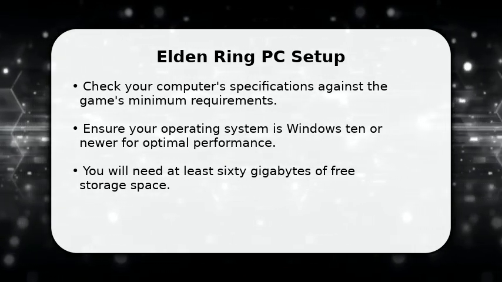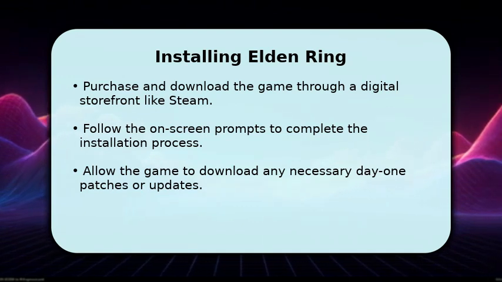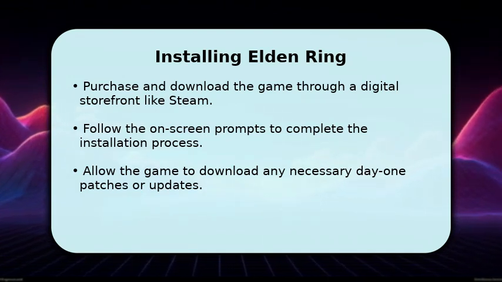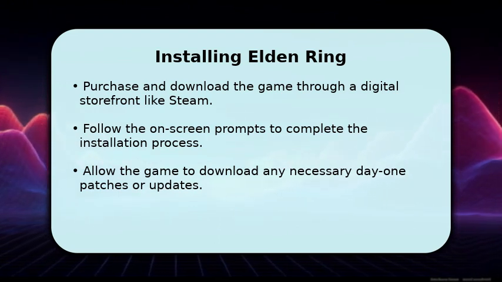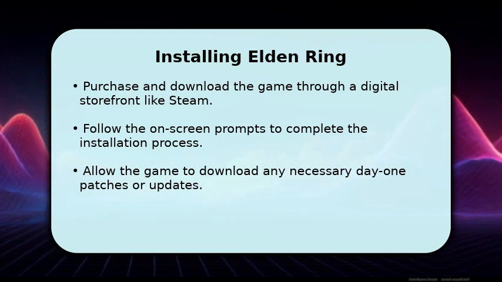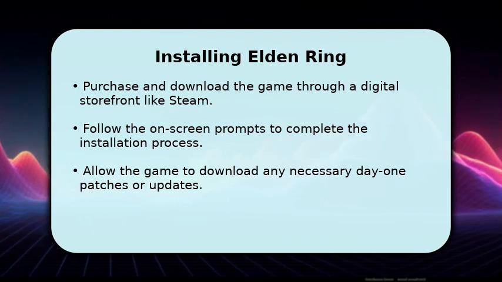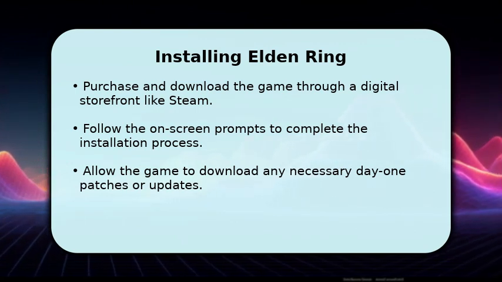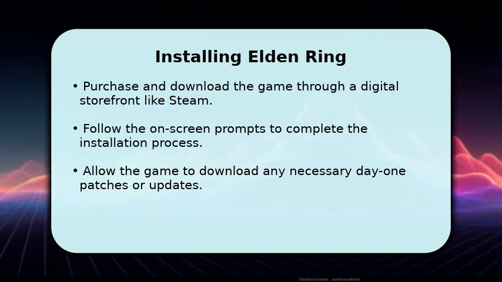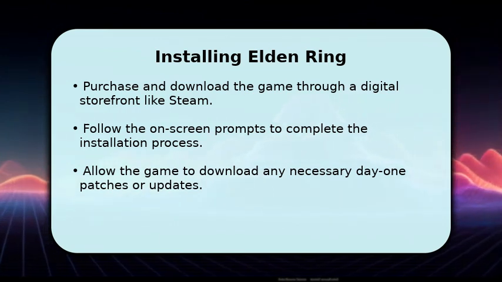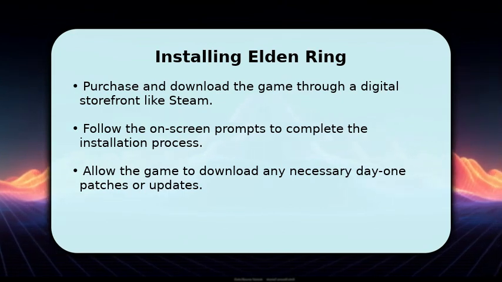begin your adventure. Once your system is prepared, the next step is installing the game. You can purchase and download Elden Ring through popular digital storefronts such as Steam. Simply follow the clear on-screen prompts to complete the installation process. It's also important to allow the game to download any necessary day one patches or updates, which often include crucial fixes and improvements. If you encounter any issues, verifying the game file integrity can often resolve them quickly.